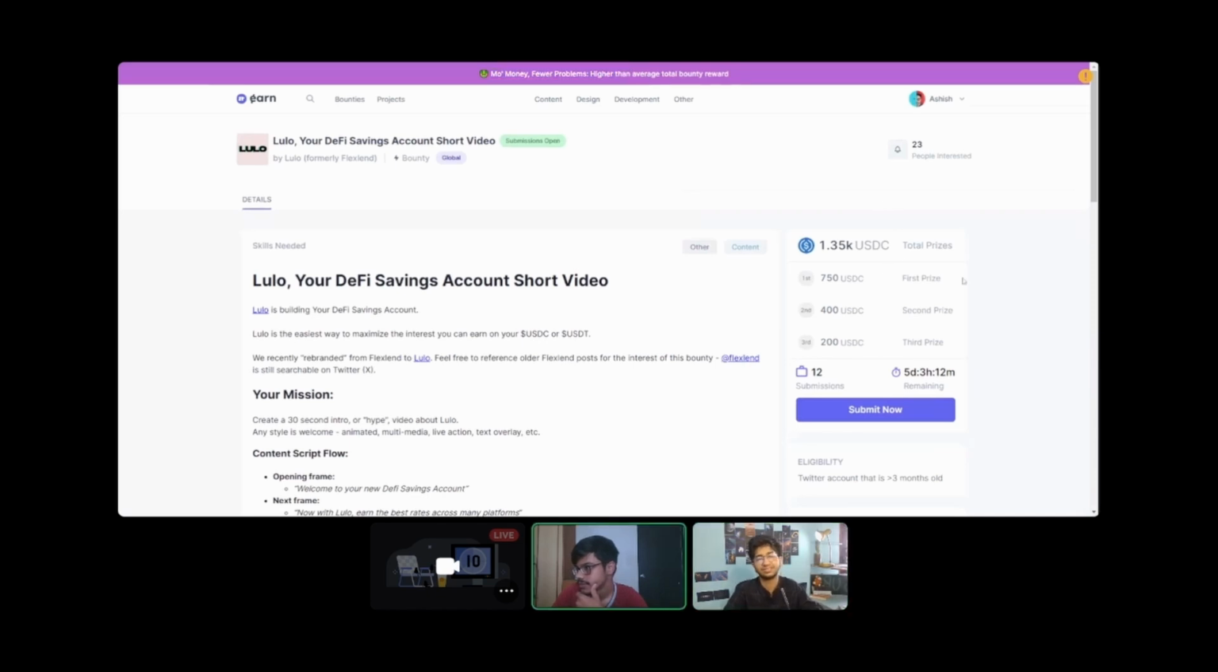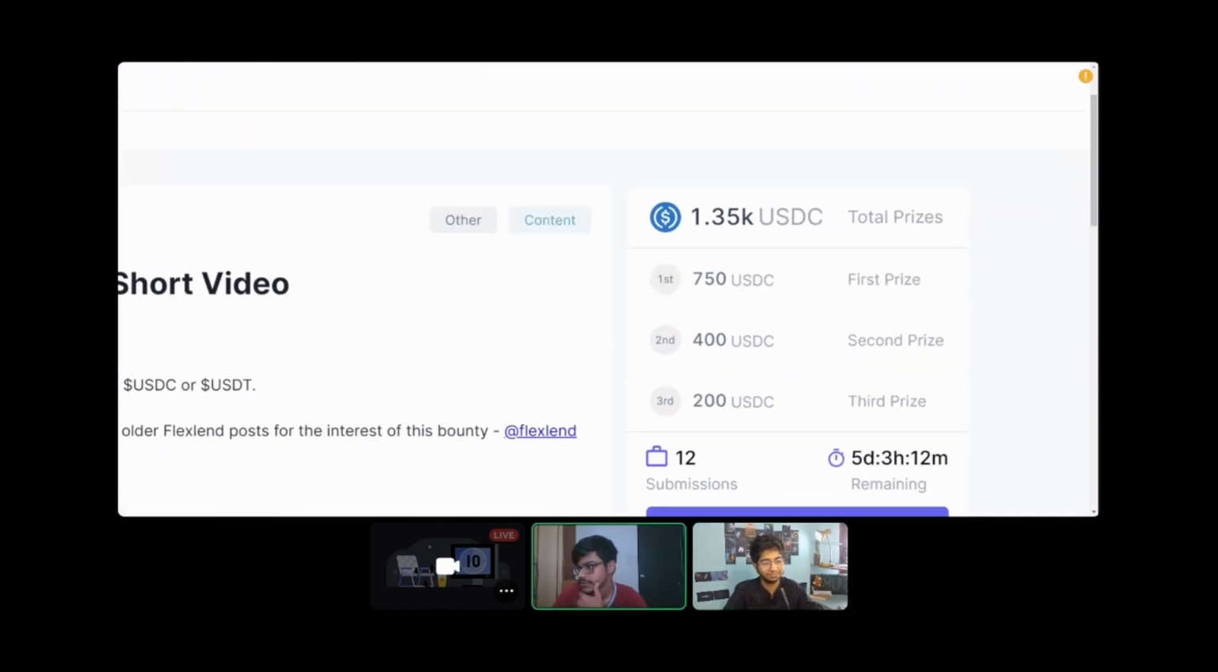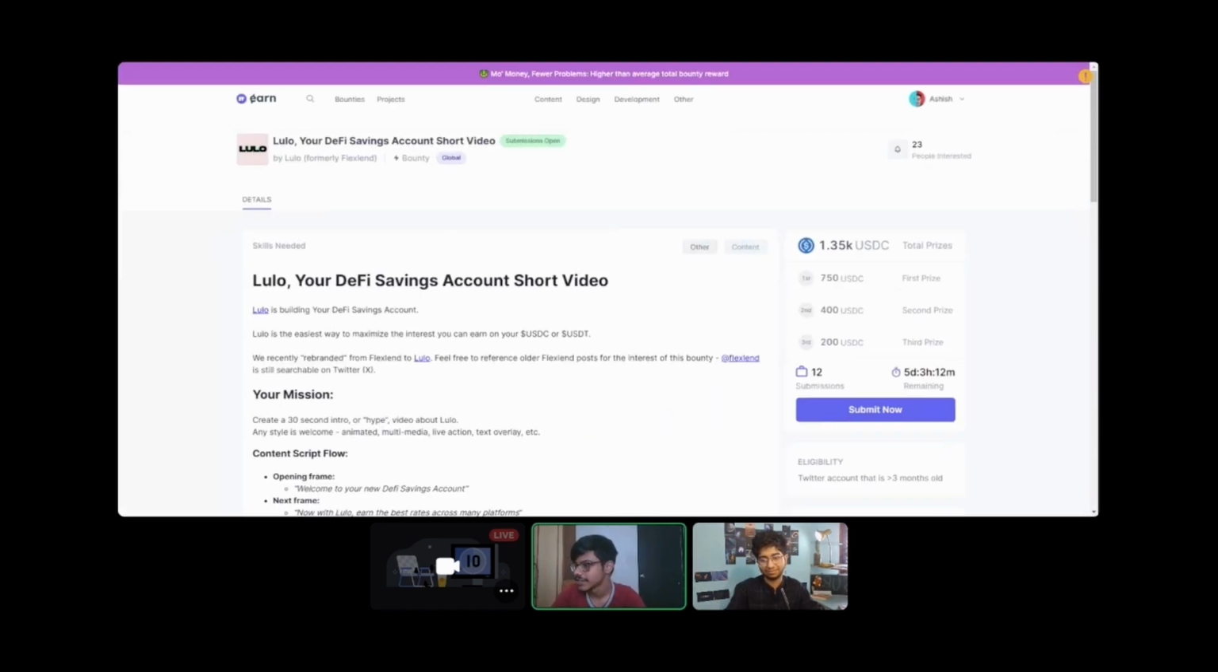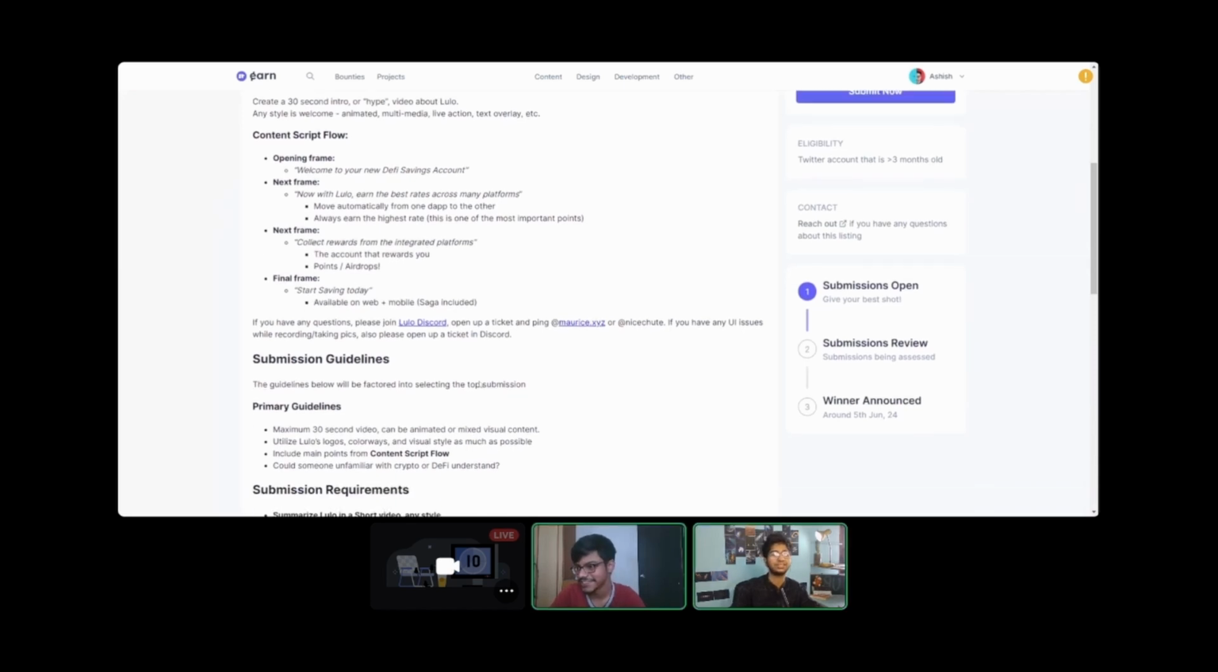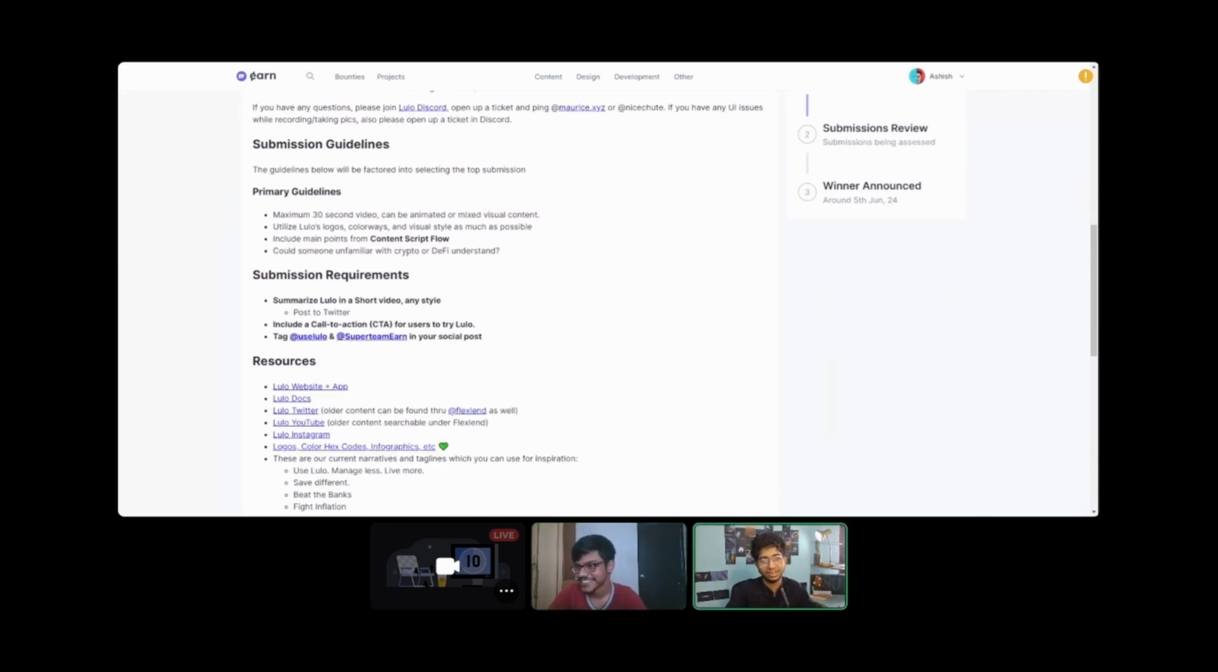Got it. The first prize will get $750 of USDC. USDC is just the crypto version of USD, for folks who are new to crypto. So you get paid this amount into your crypto wallet, and then you can just trade that USDC to INR if you wish, and that's how you get the payment in India. Got it.